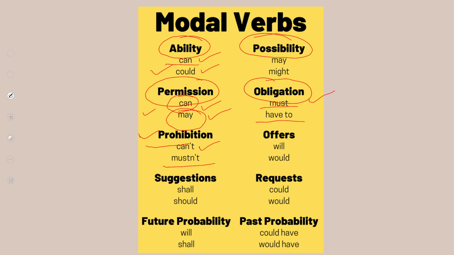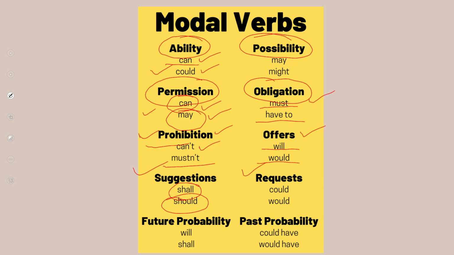Yes, a little correction. This is not possibility. This is not ability. Rather, it is prohibition, stopping some action from happening. For offers, you will use will and would. For suggestions, shall and should. These modal verbs are used.